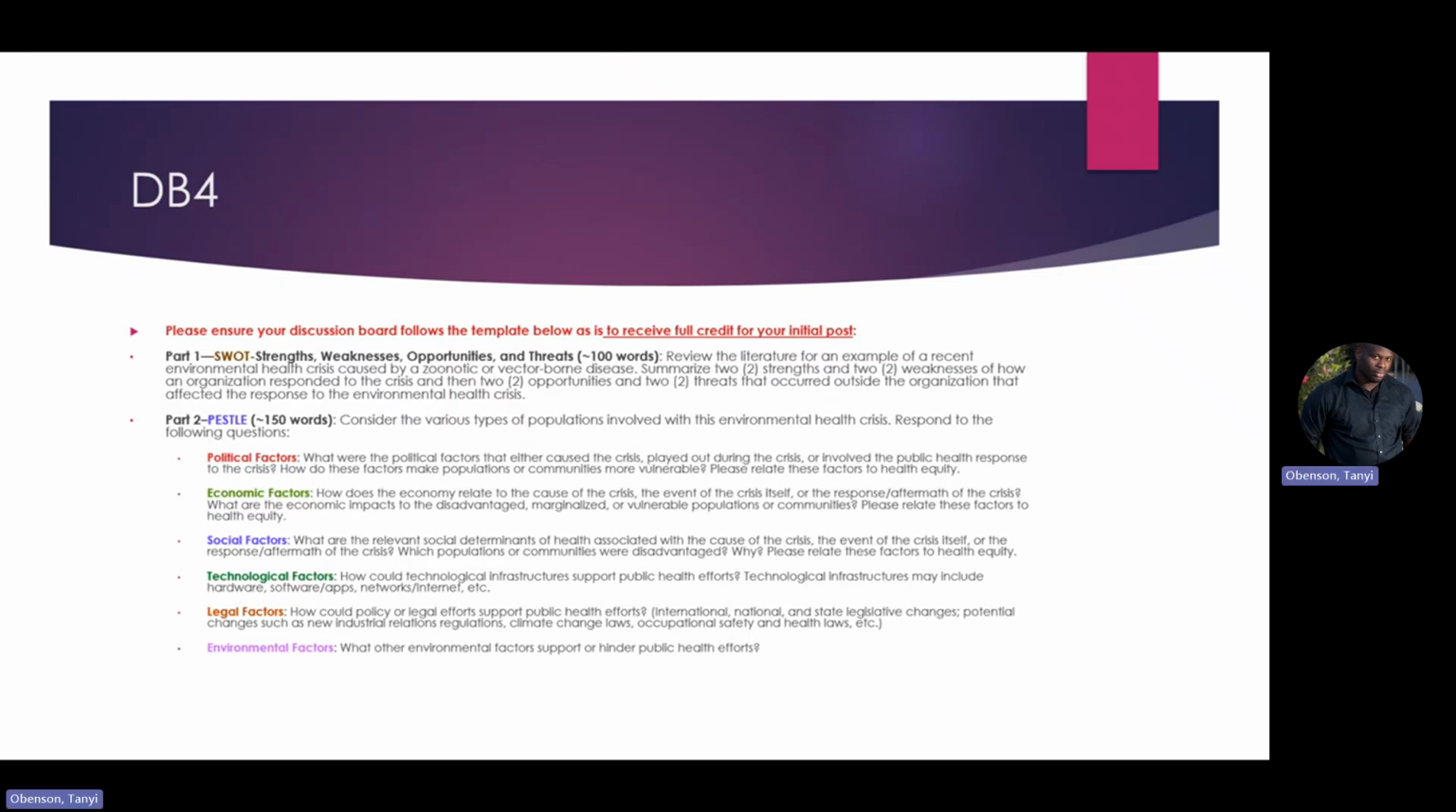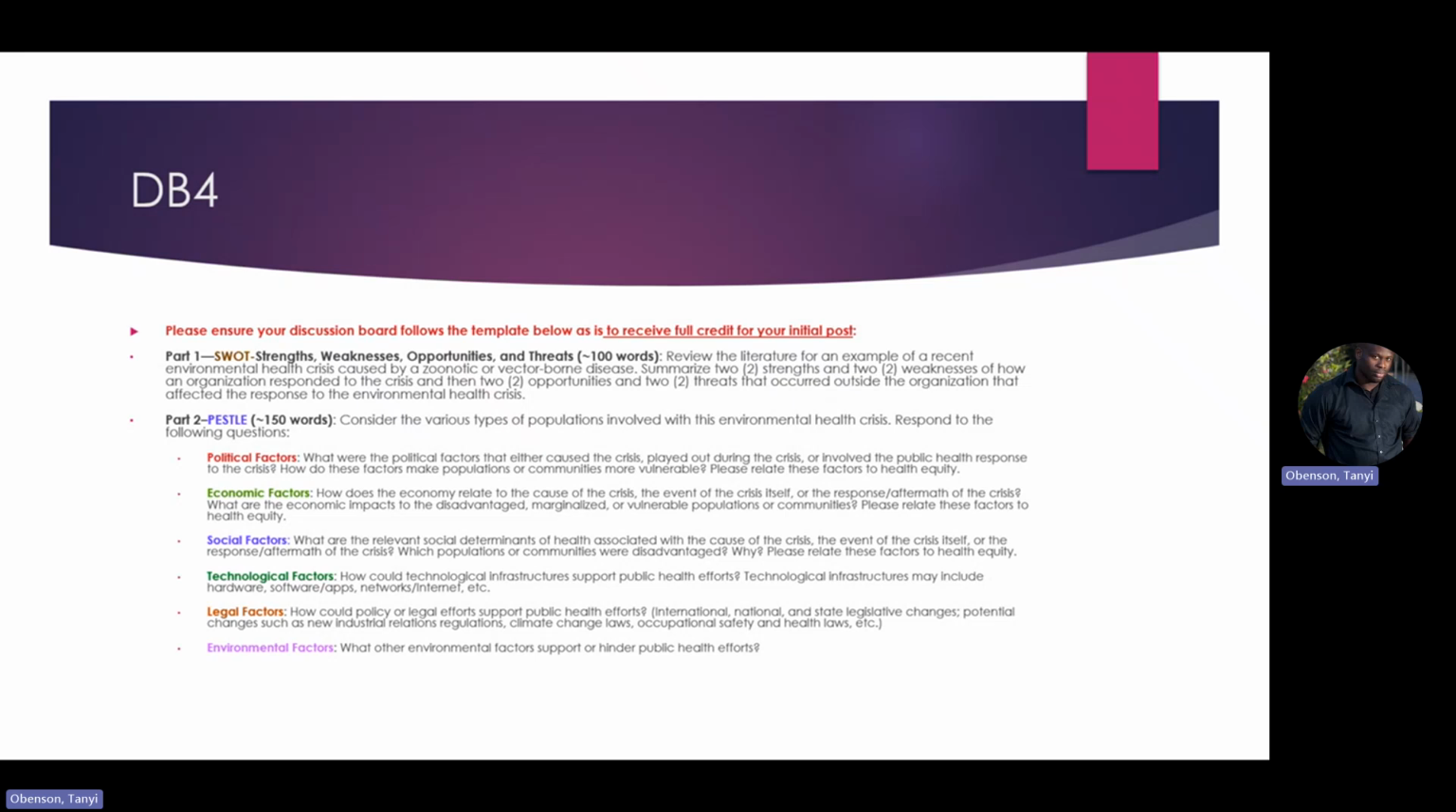So Unit 4 has a discussion board. Please ensure that your discussion board follows the template below as it is if you want to receive full credit. So there are various parts. Part 1 is a SWOT analysis, so strengths, weaknesses, opportunities, and threats, about 100 words. Review the literature for an example of a recent environmental health crisis caused by zoonotic or vector-borne disease. Summarize 2 strengths and 2 weaknesses of how the organization responded to the crisis, and then 2 opportunities and 2 threats that occurred outside the organization that affected the response to the environmental crisis.